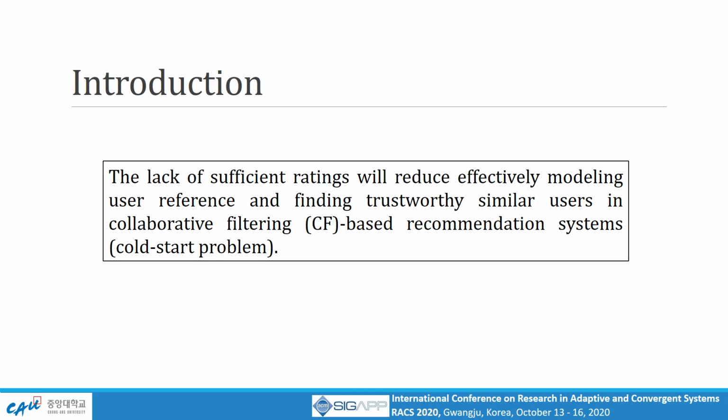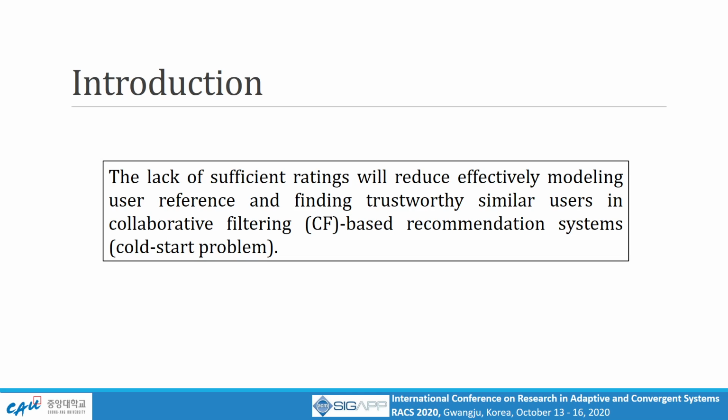The introduction. The lack of social rating will reduce the effectiveness of modeling user preferences and finding trustworthy similar users in the collaborative filtering recommendation system, also known as the cold start problem. As you know, traditional CF uses information filtering techniques to recommend items based on history. So the CF algorithm usually has better performance on prediction if there are many interactions between users and items. Otherwise, the CF could not have good performance since it does not have enough user information.